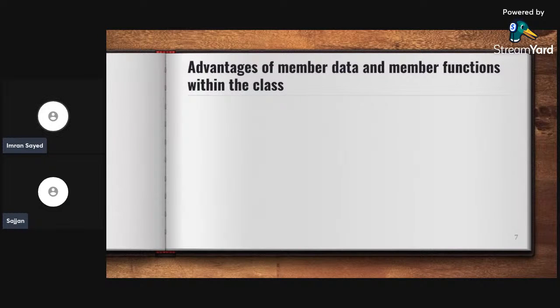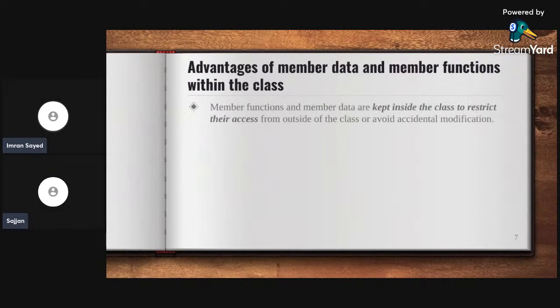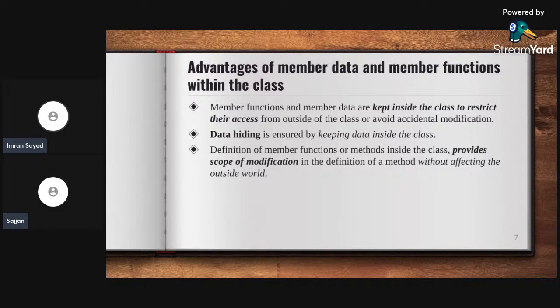What are the advantages of member data and member functions within a class? Well, member functions and member data are kept inside the class to restrict their access from outside. This avoids accidental modification. So it promotes data hiding, which is ensuring that we keep the data inside the class. The definition of member functions or methods inside the class provides the scope of modification in the definition of a method without affecting the outside world.